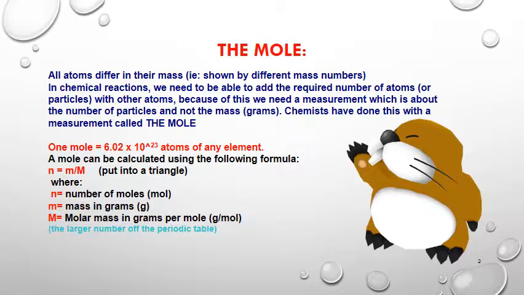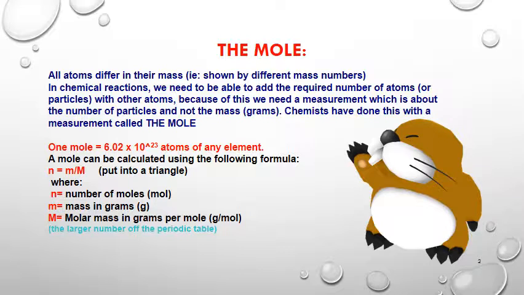All atoms differ in their mass, okay? And if you look at your periodic table, which we'll be using a lot in this unit, you will see that they have different molar mass numbers. In chemical reactions, we need to be able to add the required number of atoms or molecules or particles with other particles, because we need a measurement of how many particles we have, not about the mass. Chemists have done this with a measurement called the mole. And 1 mole equals 6.02 times 10 to the 23 atoms of any element. This is known as Avogadro's number.